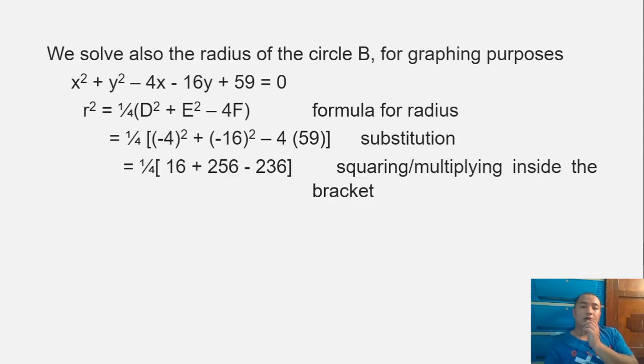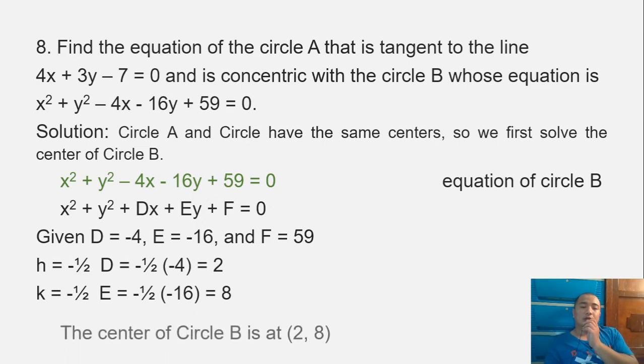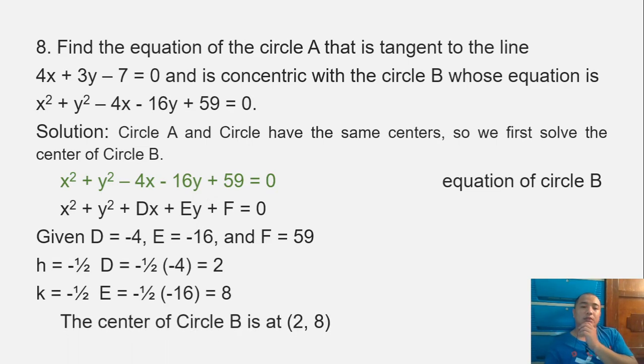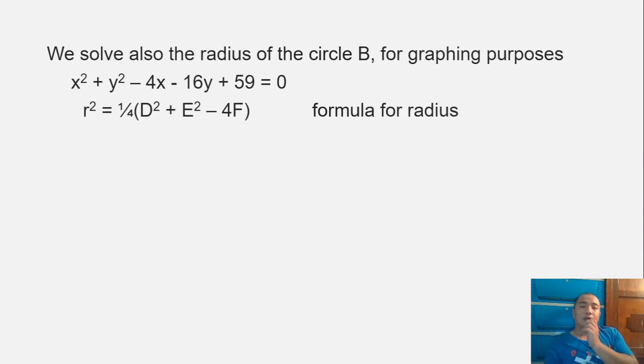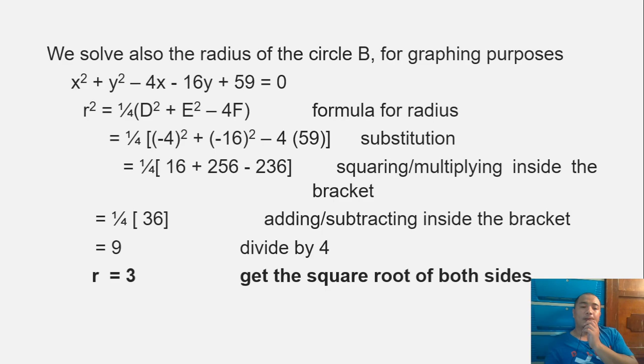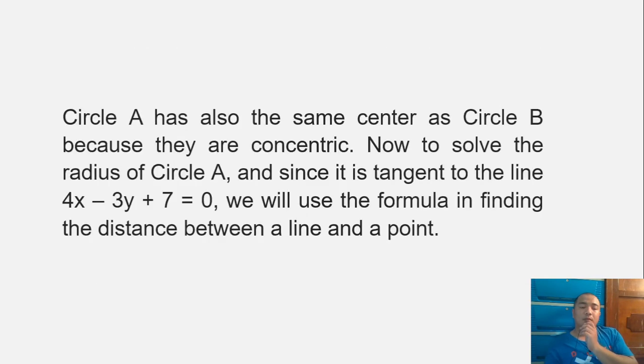And with the center, ano yung center kanina? Center is (2, 8). Circle B has center (2, 8) and radius 3. While circle A has also center (2, 8), yung radius solve natin. The radius of circle A, solve natin. How? Circle A has also the same center as circle B because they are concentric. Now to solve the radius of circle A, since it's tangent to the line 4x plus 3y minus 7 equals 0, we will use the formula in finding the distance between a line and a point.